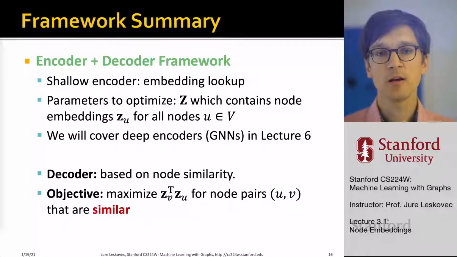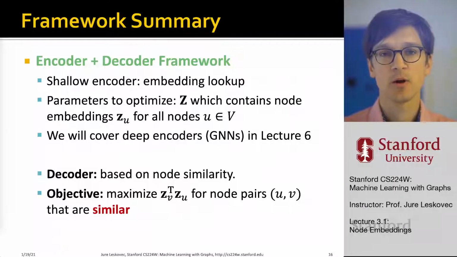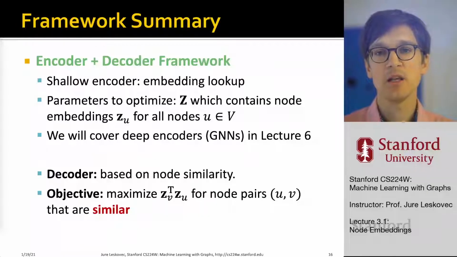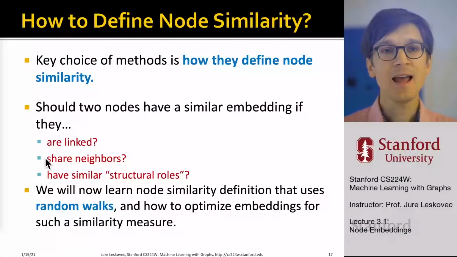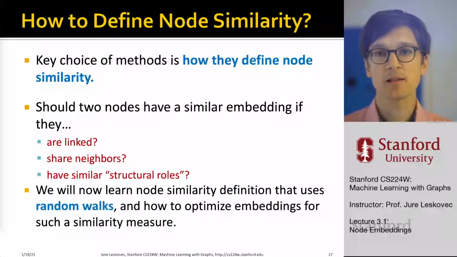In terms of a decoder, for us it will be something very simple. It will be simply based on the node similarity based on the dot product. And our objective function that we are going to try to learn is to maximize the dot product of node pairs that are similar according to our node similarity function. So then the question is, how do we define the similarity? I've been talking about it, but I've never really defined it. And really, this is how these methods are going to differ between each other: how do they define the node similarity notion?